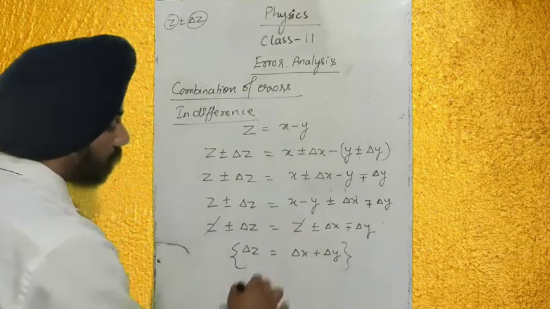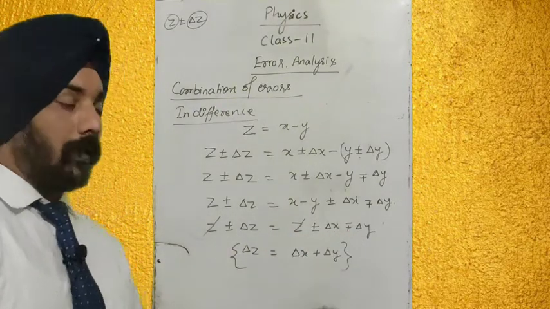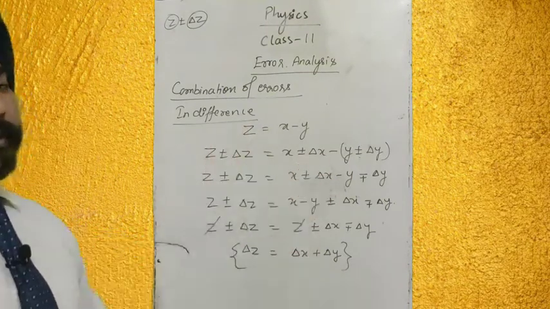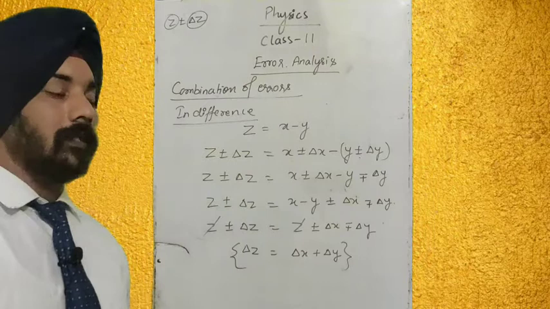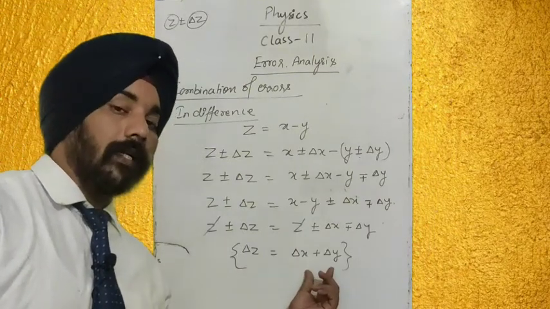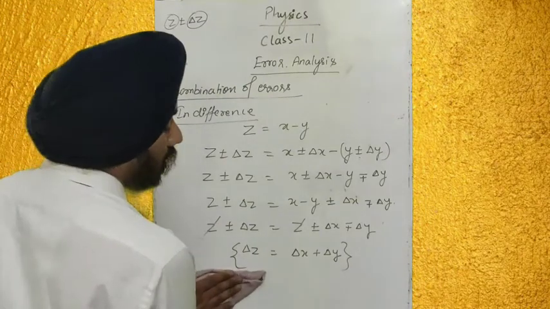Again we are going to prefer the plus sign. So again, when we are subtracting two quantities, when we are taking the difference between the two quantities, their errors are also added together. Let's see with the help of one example.